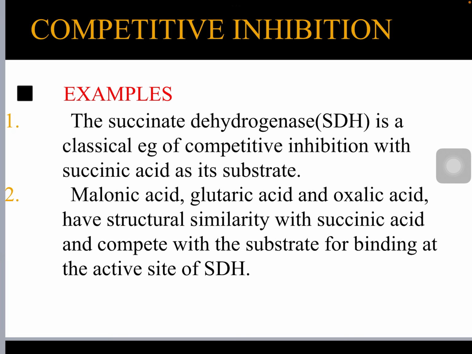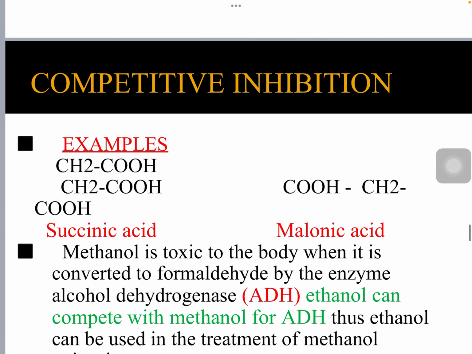The classical example for competitive inhibition is succinate dehydrogenase with succinic acid as the substrate. Another is malonic acid, glutaric acid and oxalic acid, which have structural similarity with succinic acid and compete with the substrate for binding at the active site of succinate dehydrogenase. If you see the structures of succinic acid and malonic acid, you can find they are structurally similar.